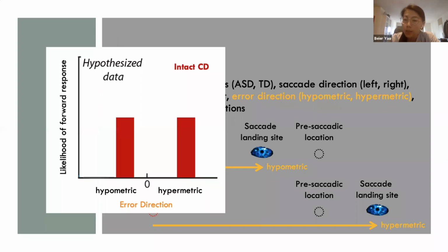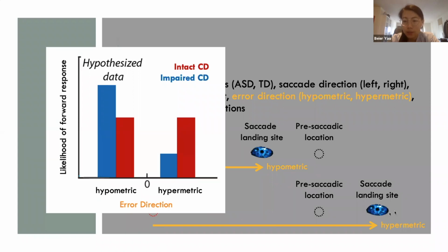If participants have intact CD, there should be no relationship between the error direction and response. Whether their saccade is too short or too long should have no effect on their judgment of the target jump. However, if participants have impaired CD and therefore rely on error direction to respond, we may expect a low likelihood to answer a forward jump when their saccade is too long.